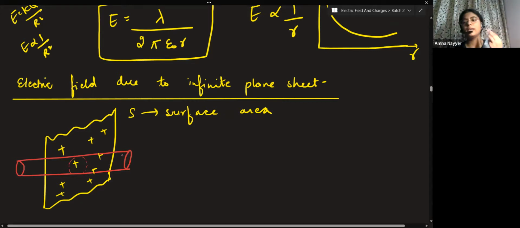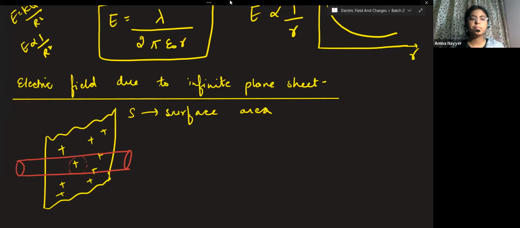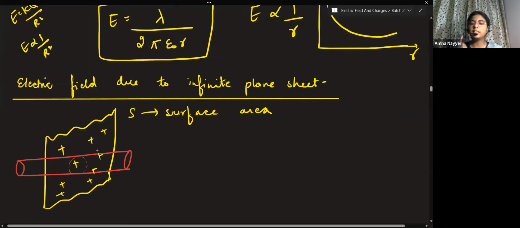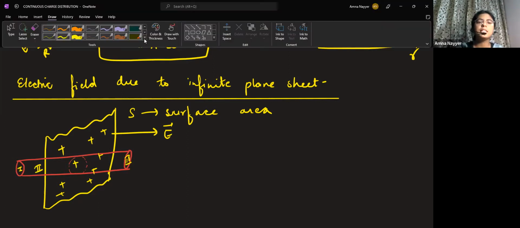Again, it's a cylinder, so it has three surfaces. Two are those flat surfaces. One is the middle curved part. So this is the cylinder. Now see, the electric field due to this positive charge will be directed away from the charge. This is the first surface, this is the second surface, and this is the third surface. These are the three surfaces of a cylinder.